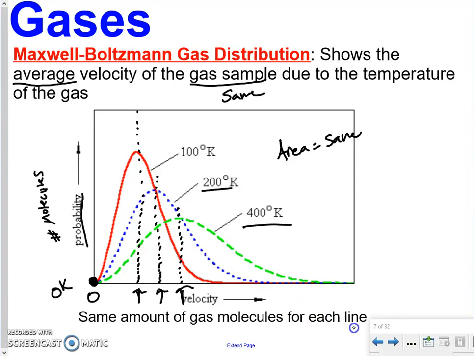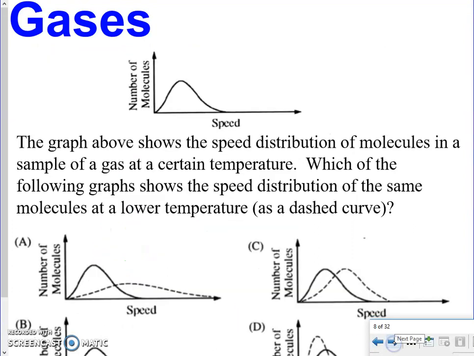Okay, so let's see how this works on a multiple choice problem. I'm going to get you to pause this and actually look at this and see what you think. So we have our original sample here. Notice where it is. It says a graph above shows the speed distribution for molecules in a sample of gas at a certain temperature. Which of the following graphs shows the speed distribution, which is really just that curve, of the same set of molecules at a lower temperature?